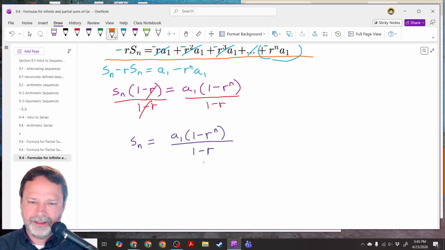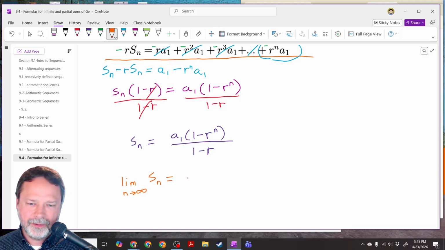Now I'm going to write something a little weird. What if we're adding an infinite sum? In other words, I want to know the limit as n approaches infinity of S sub n. So in other words, it's an infinite sum, and the way we just like to write that in that case is S.